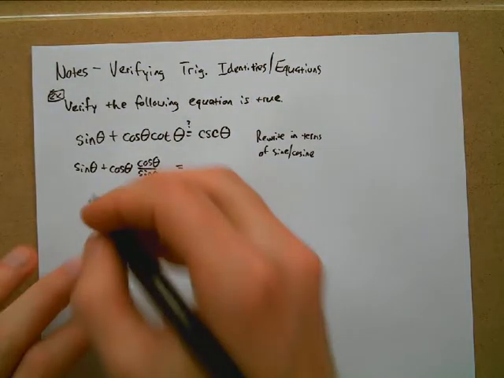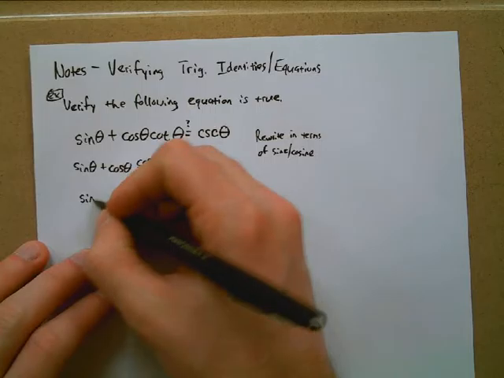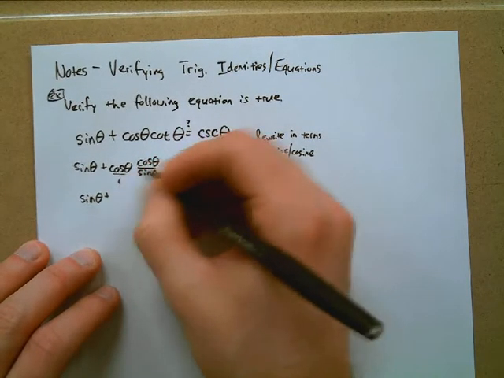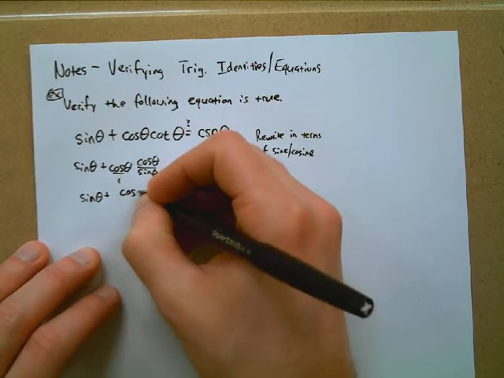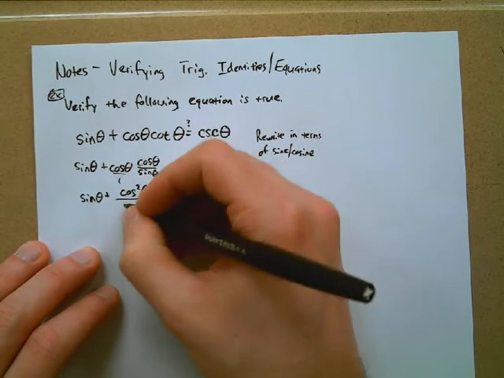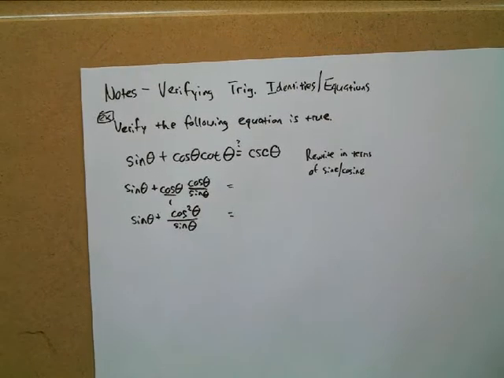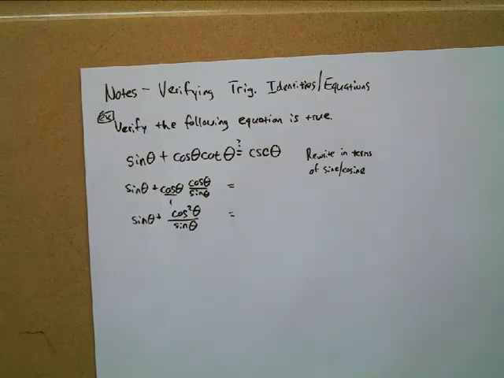So let's see, if we continue trying to put this together, I will multiply the cosine theta times the cosine theta over sine theta, so I get cosine squared theta over sine of theta, like that. Okay, and that's about the best we can do. Cosine squared, we see that there, so maybe a Pythagorean identity.